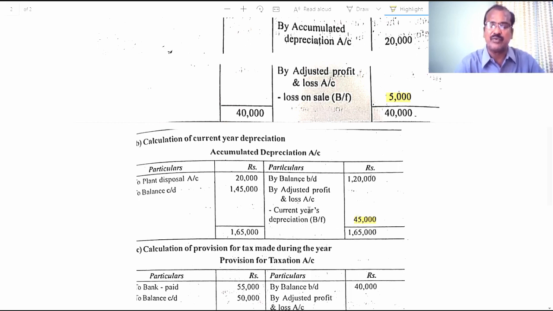What is the journal entry for making provision for depreciation in the current year? Adjusted profit and loss account or statement of profit or loss debtor to accumulated depreciation or provision for depreciation on plant account, and that is this 45,000 rupees. This is hidden information we have come to know while preparing this ledger.